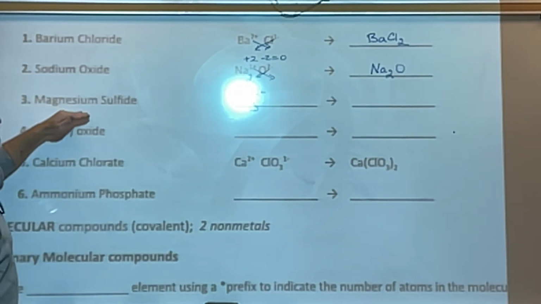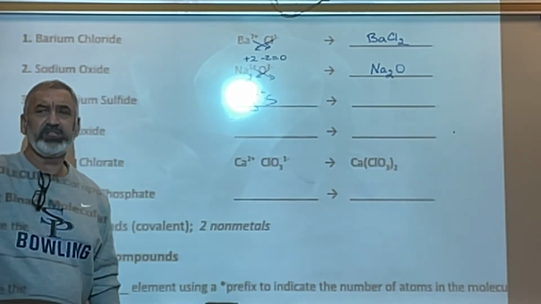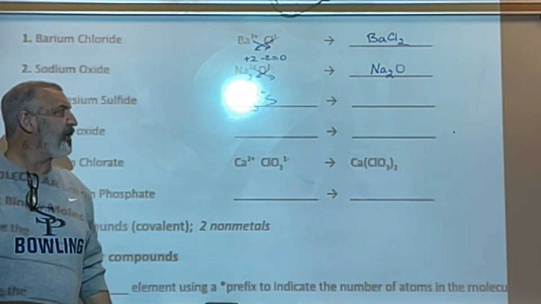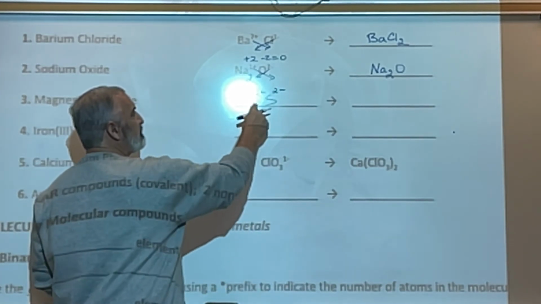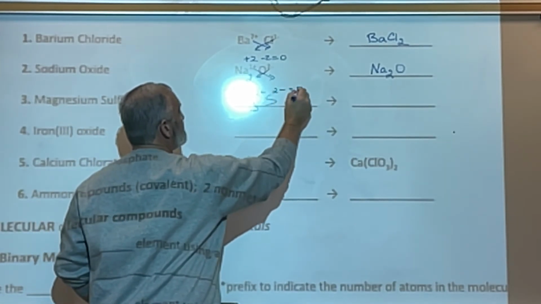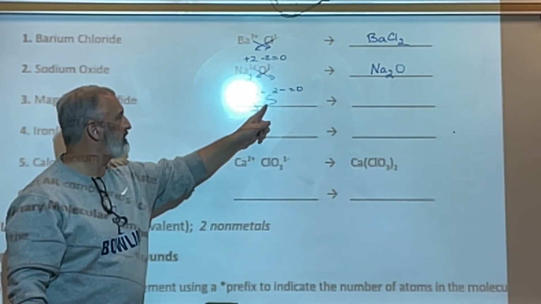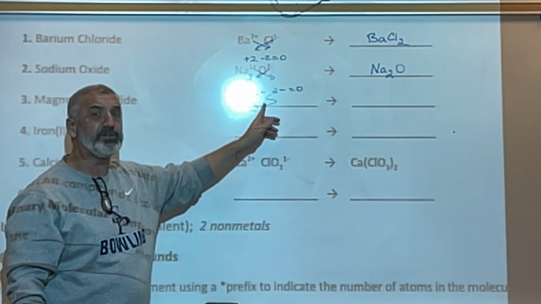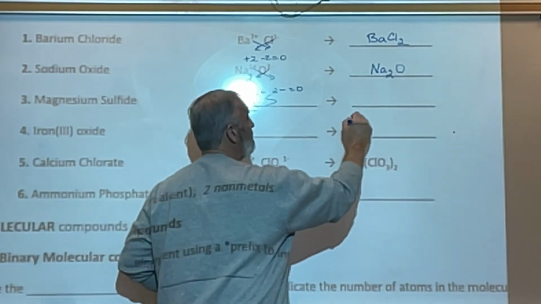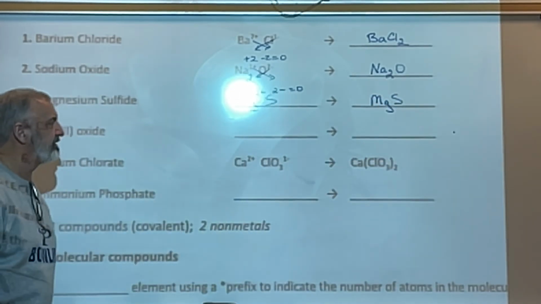So magnesium sulfide. Now sulfide is in the oxygen family, the chalcogens, and so those all have a -2 charge. So 2+ and 2-, it already equals 0. So we're going to use the simplest ratio. We're not going to say 2 and 2. We're going to use the simplest ratio for ionic compounds, the empirical formula. So it's just going to be MgS. If it ain't broke, don't fix it.